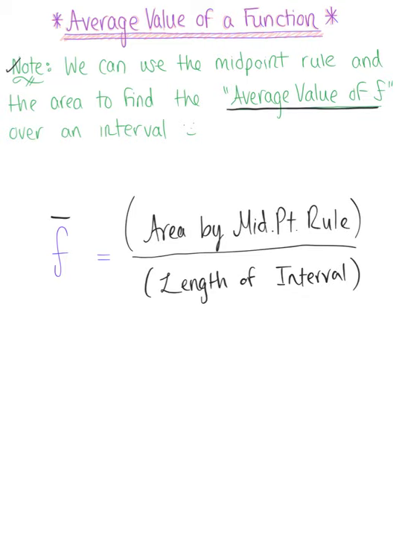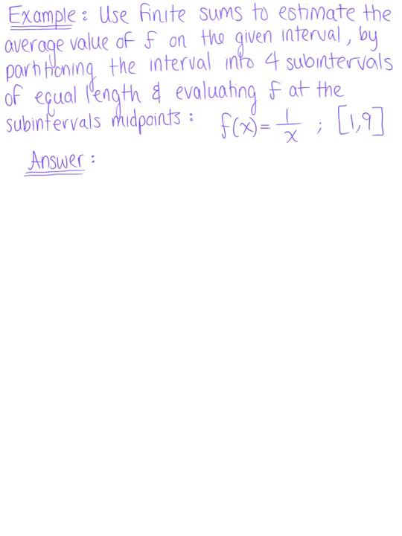So let's go ahead and take a peek at some examples. Use finite sums to estimate the average value of f over the given interval by partitioning the interval into 4 subintervals of equal length and evaluating at the subintervals' midpoints. And here we are given the reciprocal function 1 by x over the closed interval where x is greater than or equal to 1, less than or equal to 9. So here we're asked to use 4 subintervals. So we're going to let n be equal to 4 subintervals or 4 rectangles.